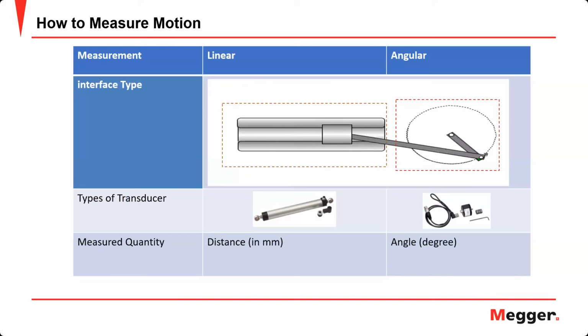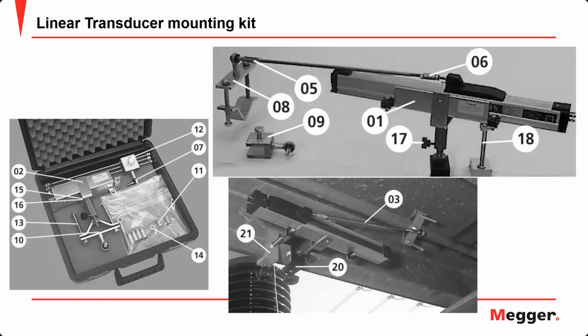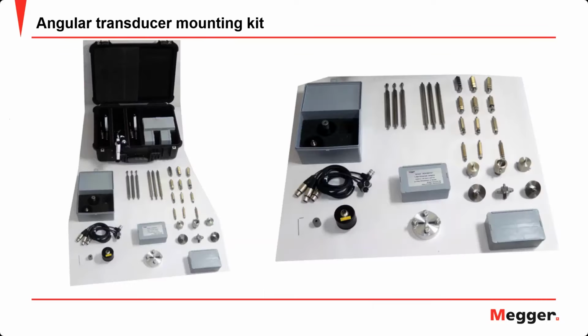The motion measurement is translated, as I said before, using the transducers. We have two types of those. We have linear transducers, which translate linear measurement, and we have rotary transducers, which translate the circular measurement. This is an example of one of our linear transducer mounting kits. We have generic ones and we have manufacturer-specific ones. And this is an example of the rotary transducer mounting kit.